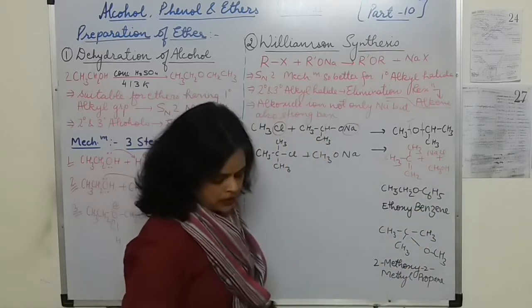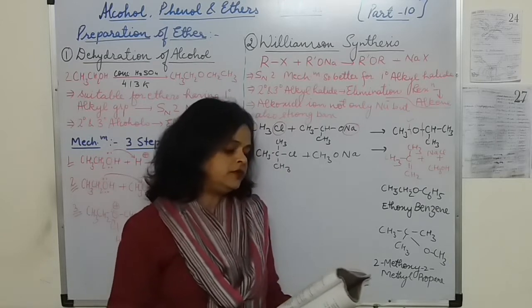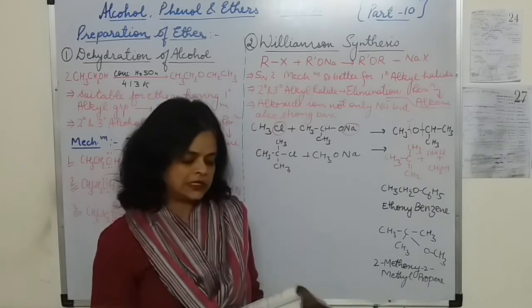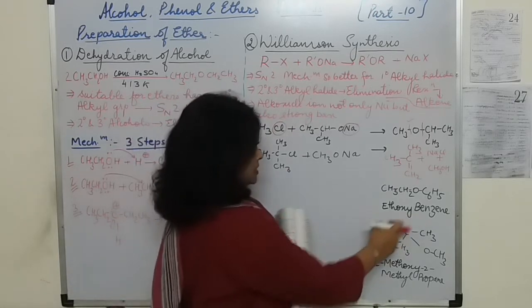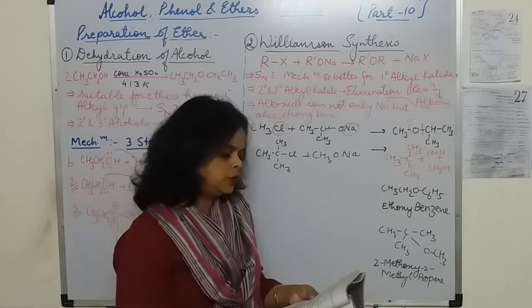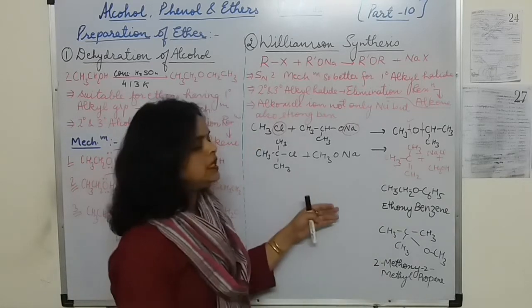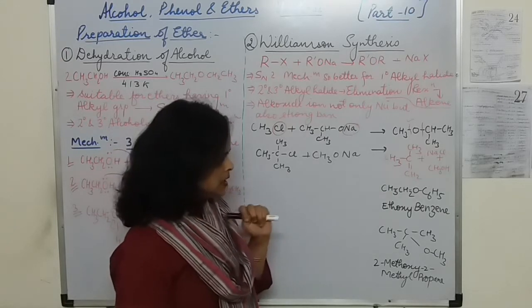Now in our back exercise, some questions are given. Write the names of the reagents and equations for the preparation of the following ethers by Williamson synthesis: ethoxybenzene, and one more I have taken, 2-methoxy-2-methylpropane. Now we have to write down the reagents which are used in the Williamson synthesis for the preparation of these ethers.